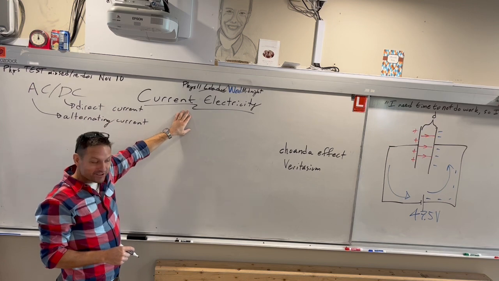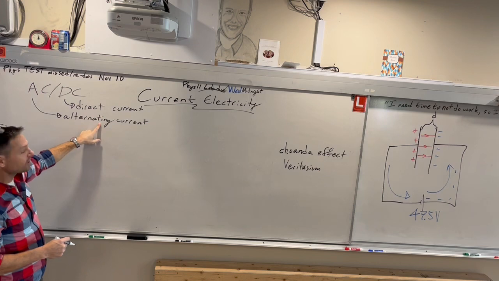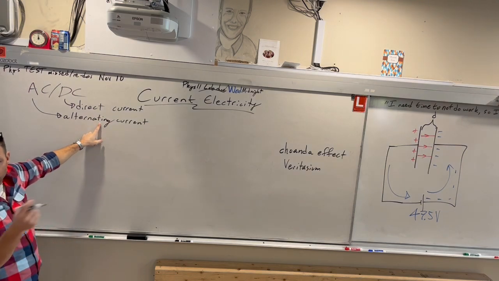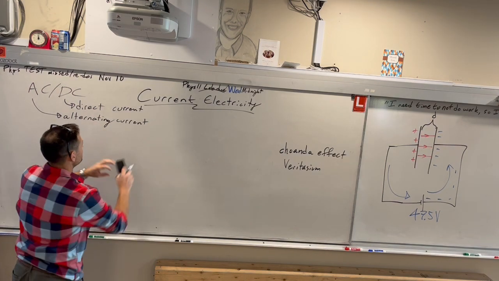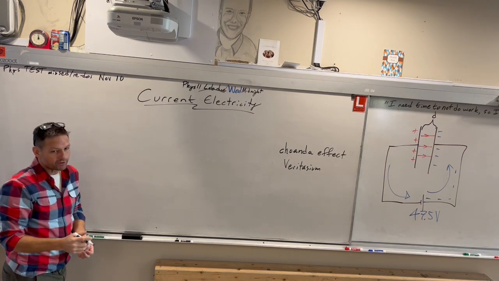We're doing current electricity, direct current mostly in this class, but we will talk about alternating current, but that's going to be more in the electromagnetic section. Okay. So, simple circuit.